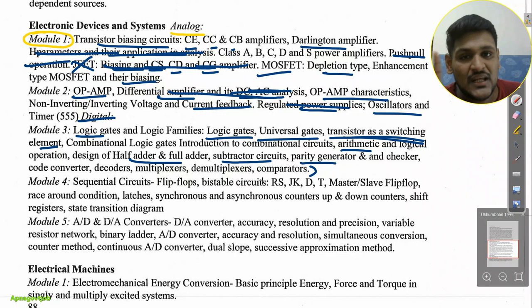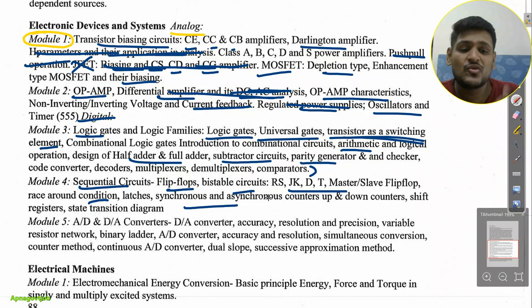Then the sequential part of digital electronics: flip-flops, bistable, then all the flip-flops, master slave flip-flop, race around condition, in which flip-flop race around condition occurs, in which not, asynchronous, synchronous, basic difference, what types are there, up-down counter analysis, okay. Shift registers, so currently basically lots of questions they are asking from shift register in each exam, okay.